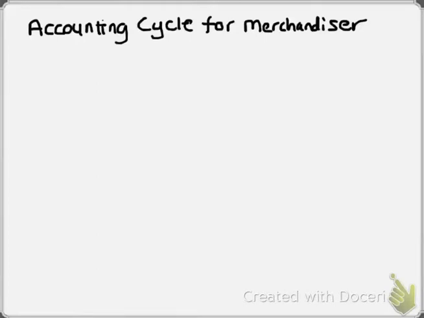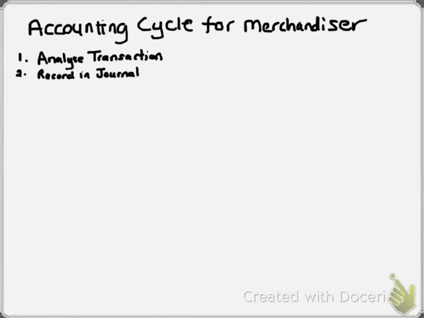You know that the accounting cycle starts with analyzing the transaction. Then we're going to record the transaction in the journal. Next, we're going to post the transaction to the ledger. Then we're going to prepare a trial balance. Remember, steps 1, 2, 3, and 4 are done for every single transaction during the accounting period. Step 4 onwards are done at the end of the accounting period.